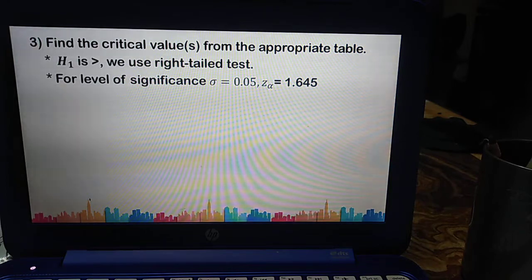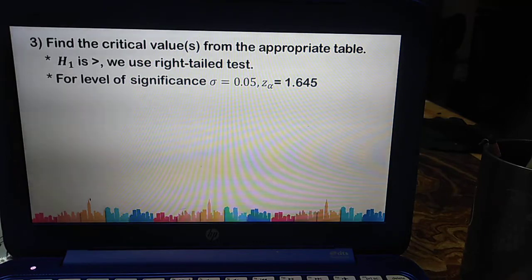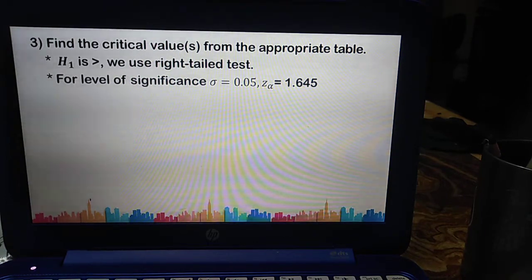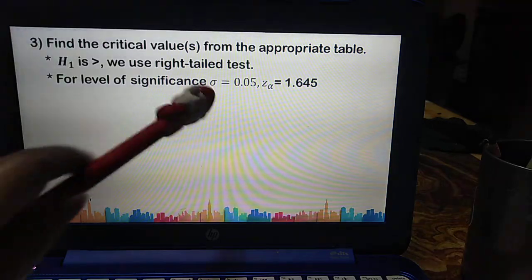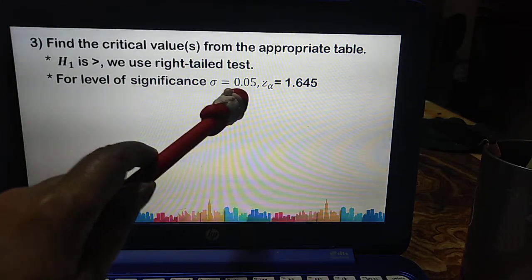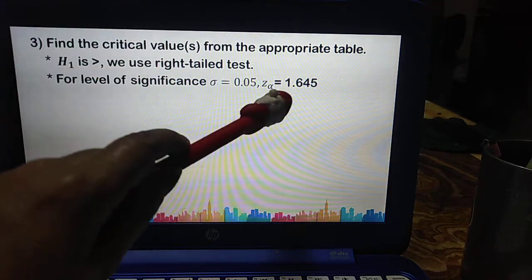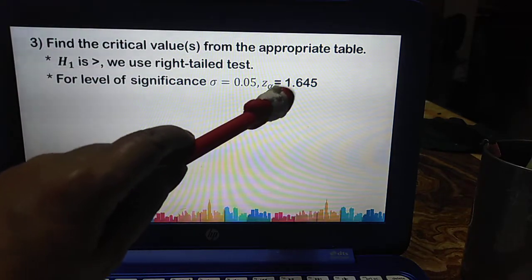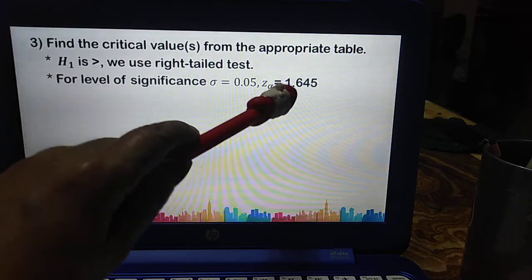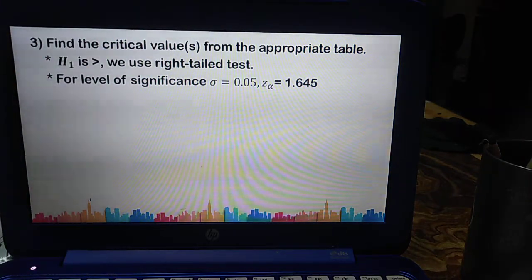So again, where did we get 1.645? 1.645 was taken from the table, which was earlier given, because we know that the level of significance is 0.05 and we use a right-tailed test. Now, what is the C tabular? This value, 1.645, will determine our rejection area. Since we use a right-tailed test, the area to the right of 1.645 is our rejection area.